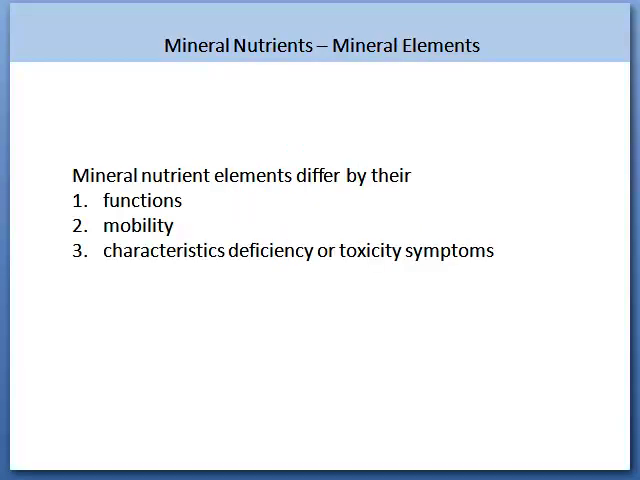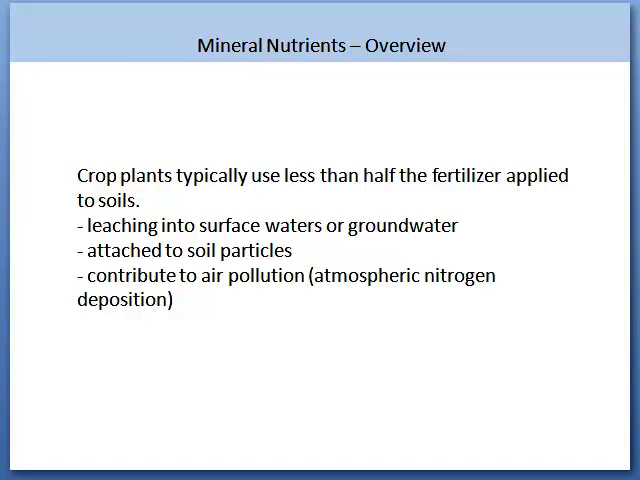Mineral nutrient elements differ in 3 ways: their functions, their mobility, and their deficiency or toxicity symptoms. As an overview, it is worth noting that crop plants typically use less than half the fertilizers applied to soil. There are problems such as leaching into soil waters or groundwater. The nutrients can attach to soil particles, and the attachment can be stronger than the pull by the plant, and they can also contribute to air pollution, through atmospheric nitrogen deposition.